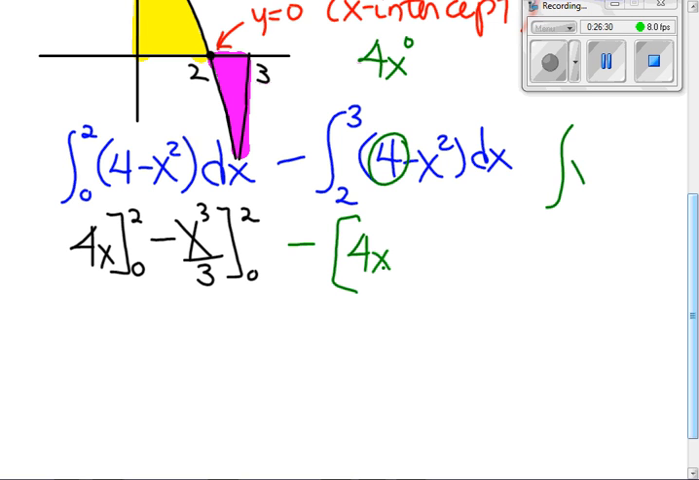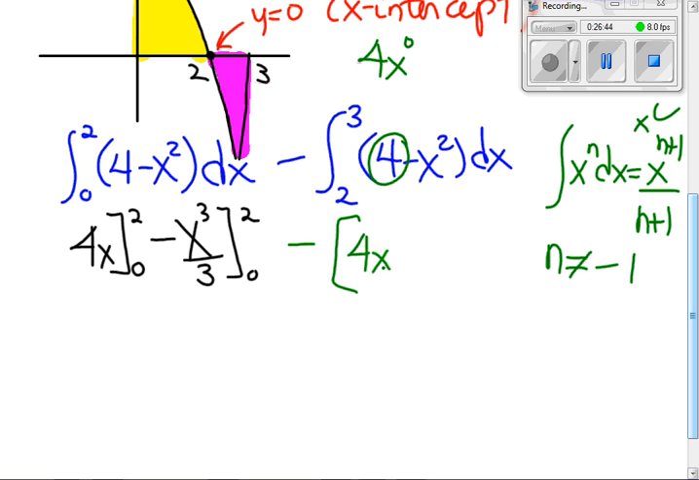What's the integral of x to the n? x to the n plus 1 over n plus 1. There's one problem. Plus c, don't forget. There's a problem with that. n can't be what? Negative 1. You guys like to push numbers around. What can I say? Okay. Minus, then what's the antiderivative of x squared? x cubed over 3.